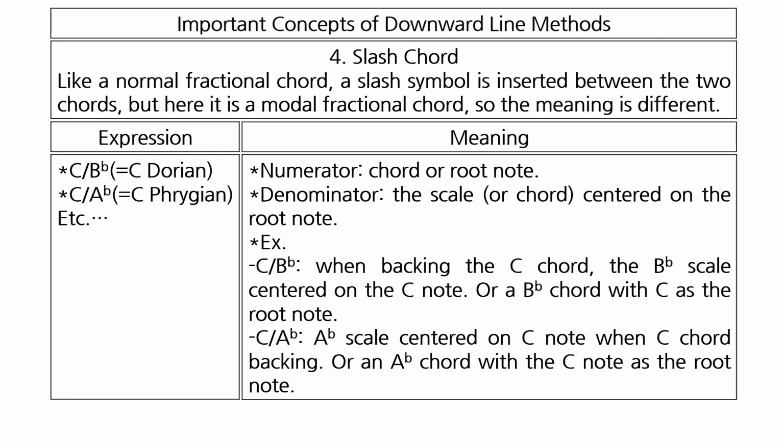C/B flat refers to a B flat scale centered on the C note on the C chord backing, or a B flat chord with the C note as the root note. The C/A flat represents an A flat scale centered on the C note in the C chord backing, or an A flat chord with the C note as the root note.